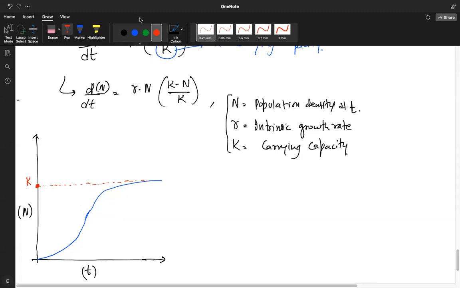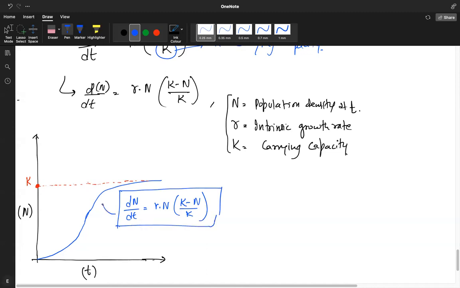So this is an S-shaped graph. And this is for dN by dt is equal to r into N (K minus N) upon K. 1 minus N upon K is the term, it is solved. So it gives an S-shaped graph, or it's called a sigmoid. So the logistic growth model gives you a sigmoidal graph, whereas the exponential growth model or geometric growth model gives you a J-shaped graph. Is that clear, everyone? Yes, sir.